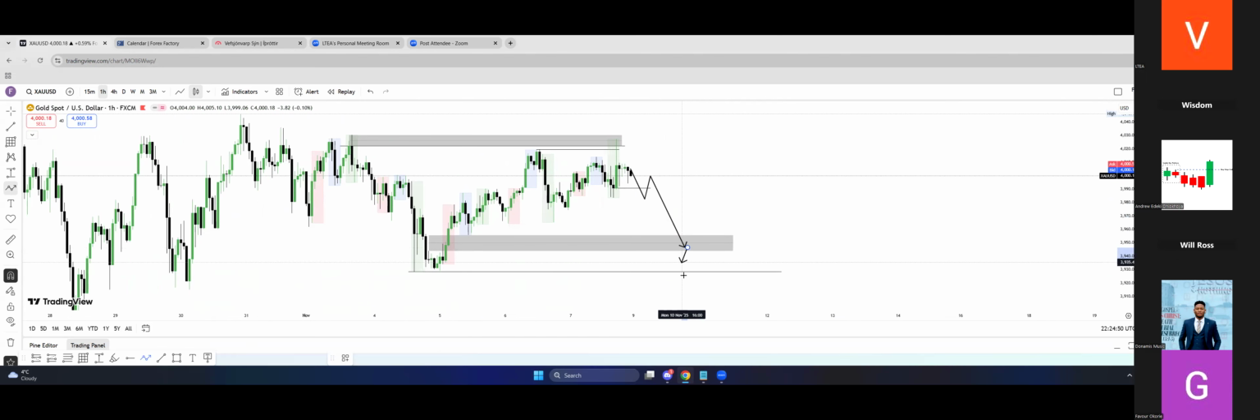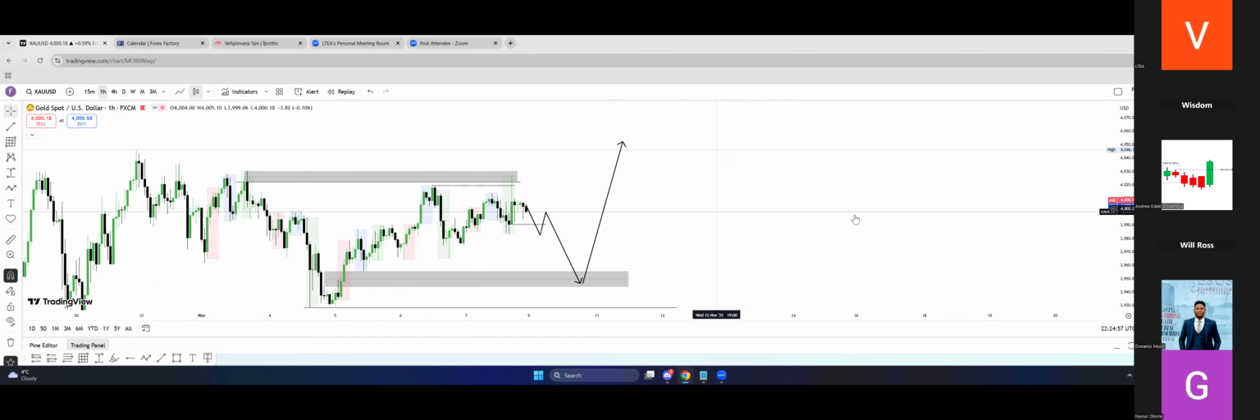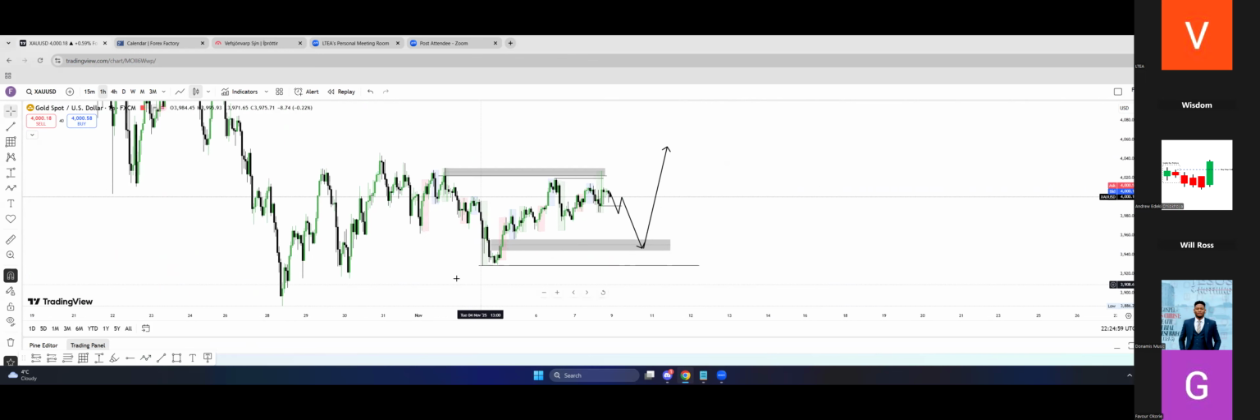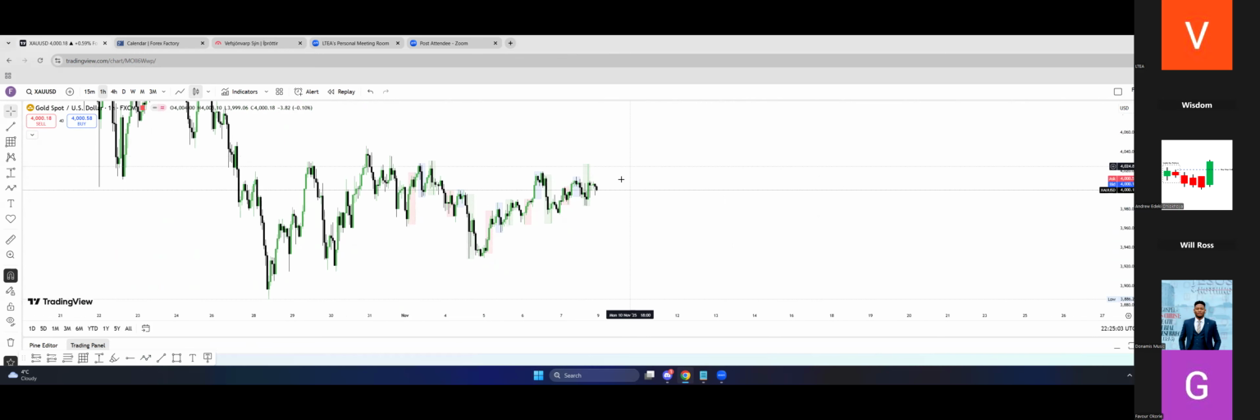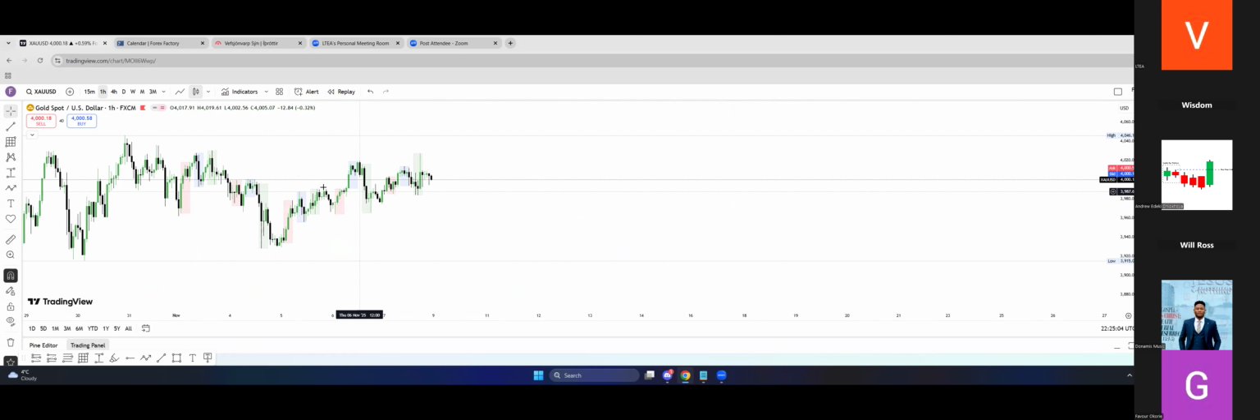Of course, if it doesn't respect this level, then we are coming for the low, like I say. But if it respects this level, then we might be going higher from here. So it's always a different scenario, but the same thing you are looking at. Just the same thoughts in your head. You want to see price change the state of delivery from your point of interest and all of that.